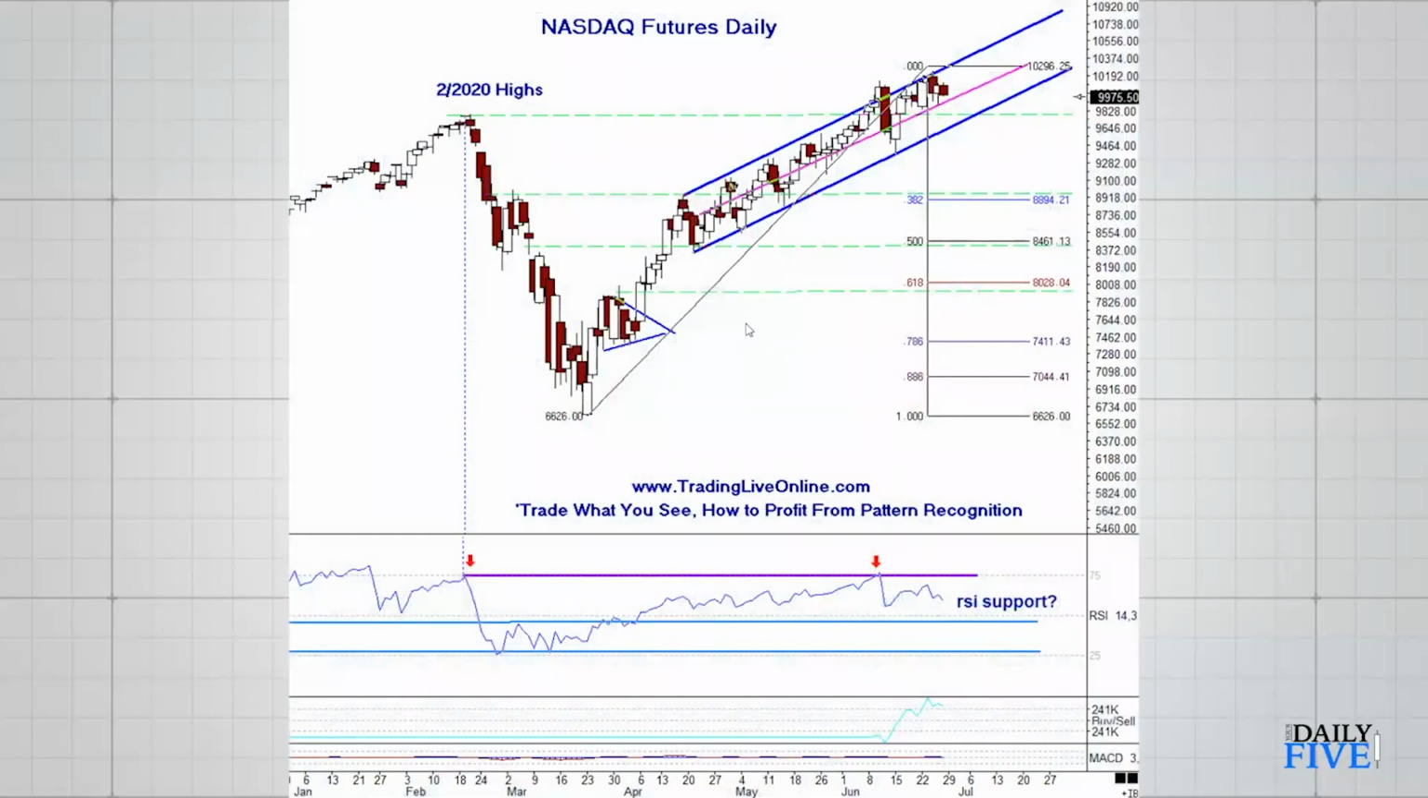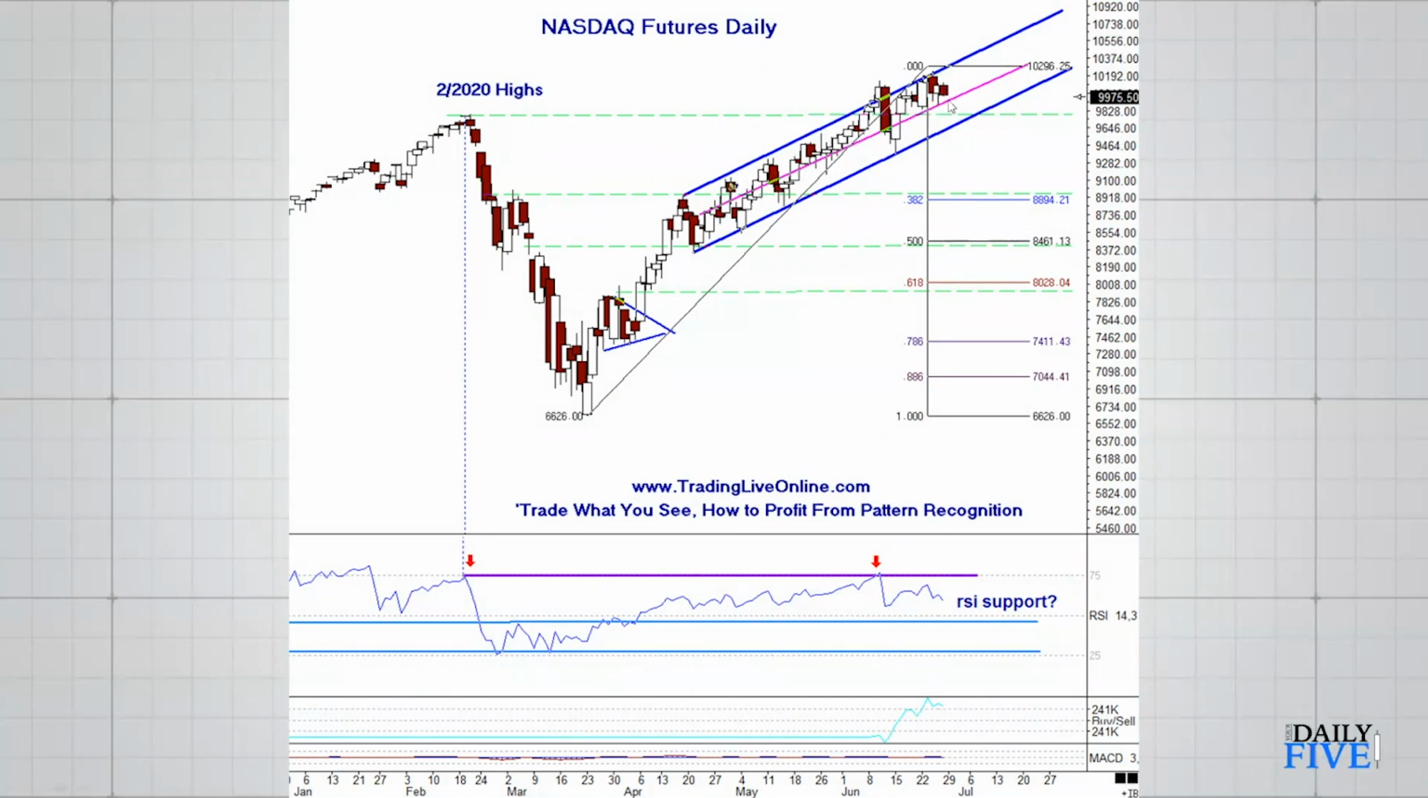Now I want to look at the Nasdaq Futures chart, and I've got a parallel trend channel on here. It popped out a bit, then came right back down. This pink center line is an important area of support to watch. If you look through this trend channel, you can see all the times the price has traded around this center line, and we're just approaching it again right now.